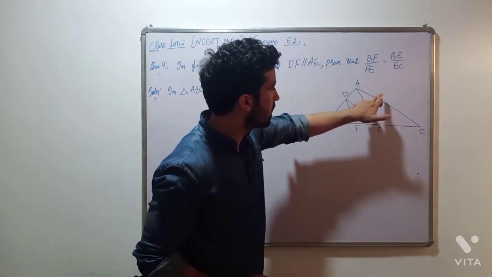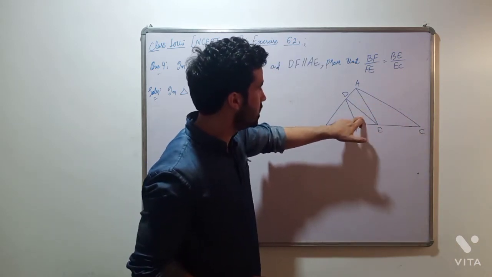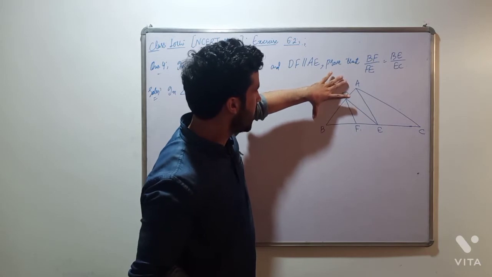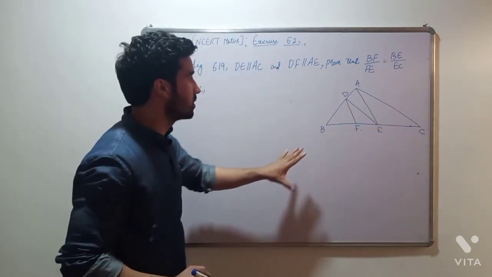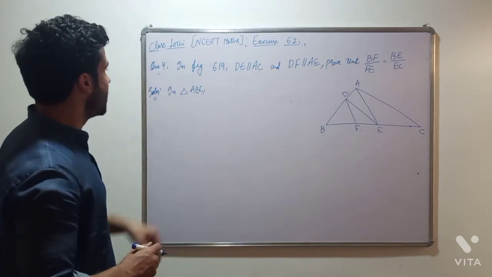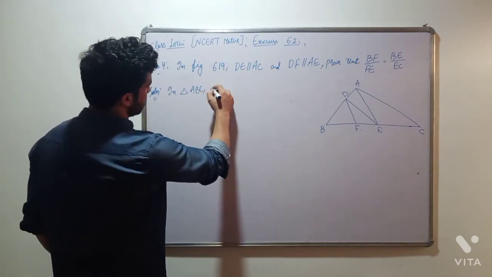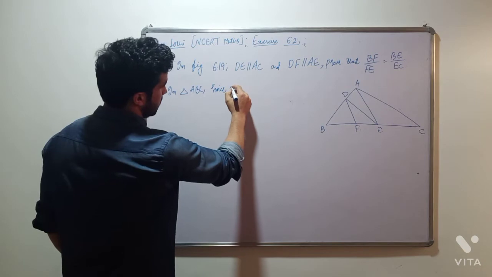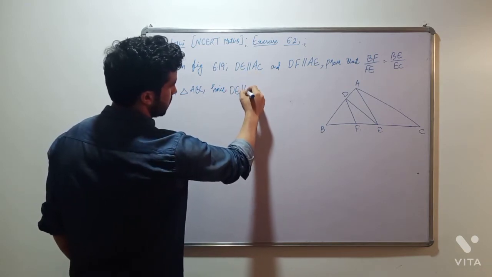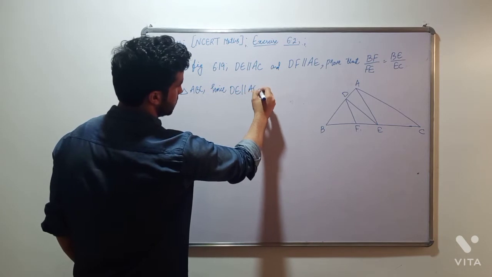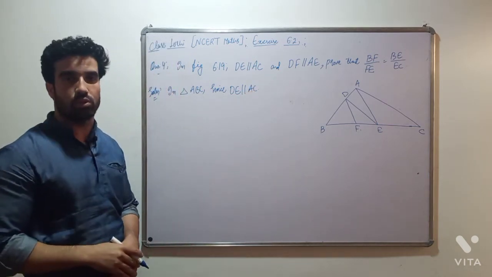Once DE is parallel to AC, this means that D will divide AB and BC in the same ratio, as per the basic proportionality theorem. So directly apply that. We may write here, in triangle ABC, since DE is parallel to AC.